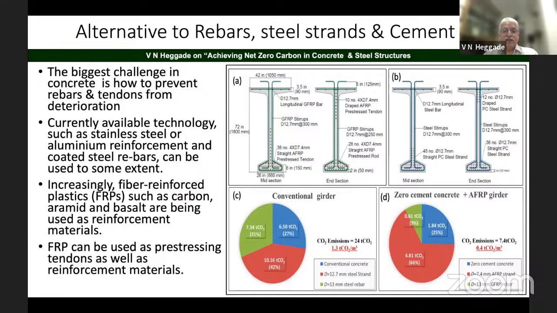But it is not so easy, because presently the state of the art technology for the pre-stressing is not in the form of a strand. It is a straight bar.